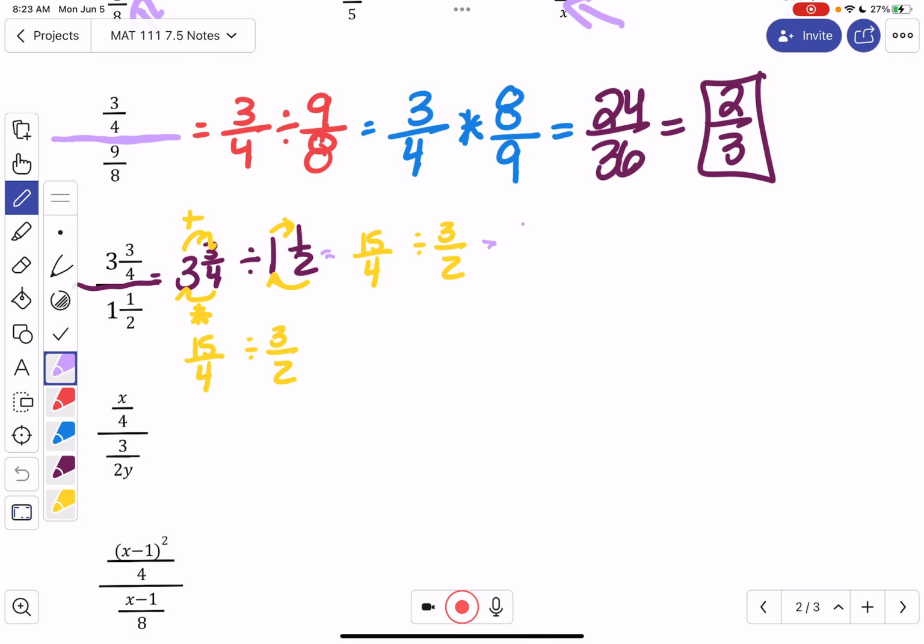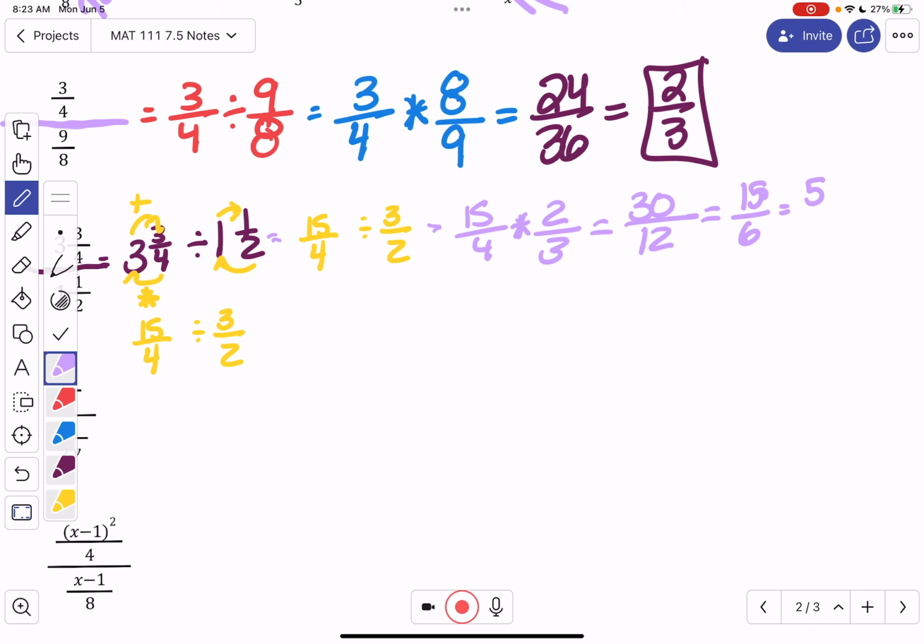So we would keep the first, change it to multiplication, flip the second. 15 times 2 is 30. 4 times 3 is 12. Those are both divisible by 2. So we get 15 over 6. Those are both divisible by 3. So I get 5 over 2. You can leave it like that. You can write it as 2.5.